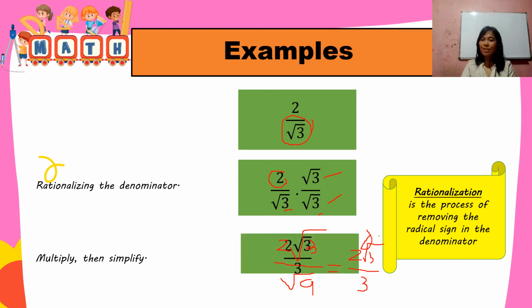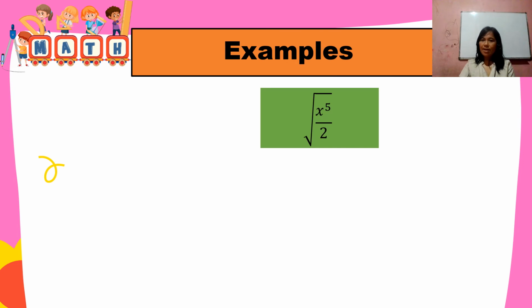So, ito na yung pinakasagot. Okay? Tanggalin natin para mas malinaw. Yan. Okay. So, diba? 2 square root of 3 over 3. Isa pa. Ito ngayon, ma'am, wala namang nakalagay na denominator sa baba. Diba sabi, bawal ang fraction in the radicand. I-fraction tong x to the 5th over 2. So, ganun din. Rationalize the denominator.